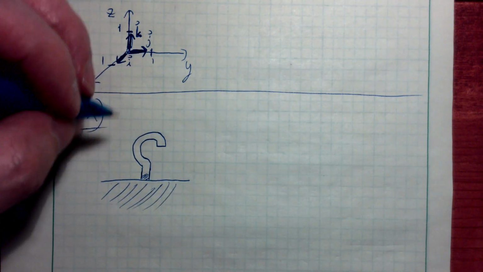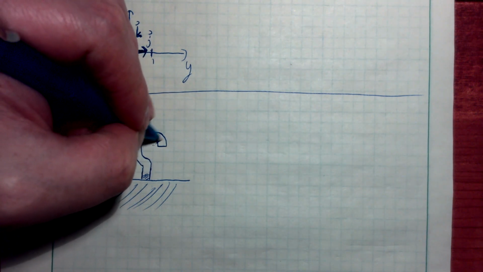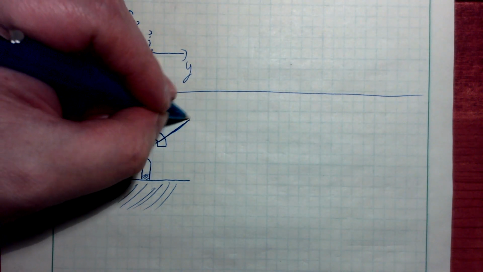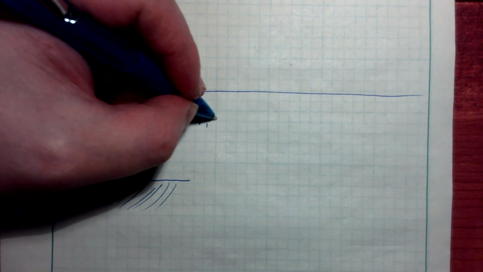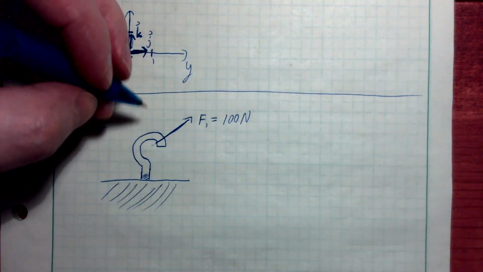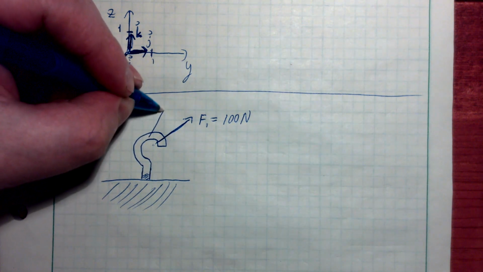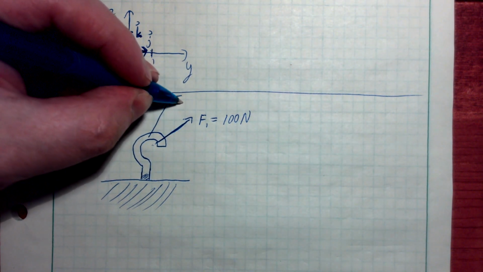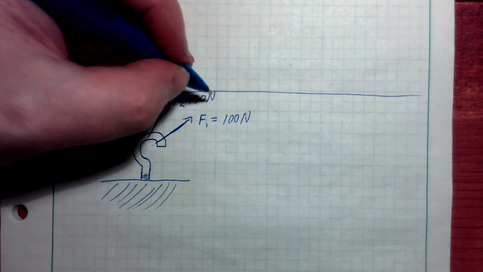Okay, now what I've got here is we're going to apply two forces to this hook. Maybe we've attached strings or something. We're going to apply one force F1 here that has a magnitude of 100 newtons. And we're going to apply a second force up here. F2 has a magnitude of 150 newtons.